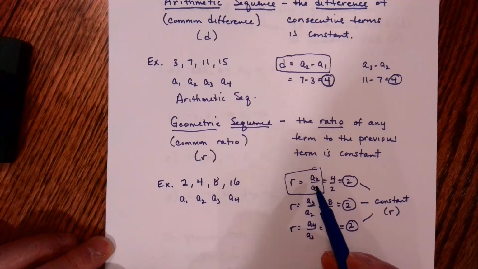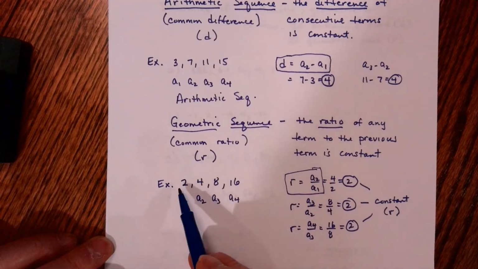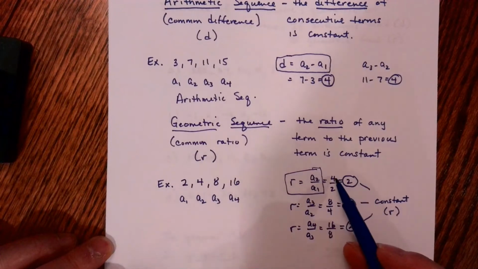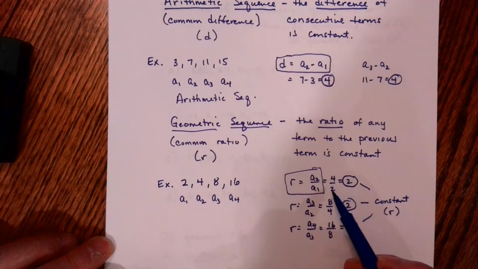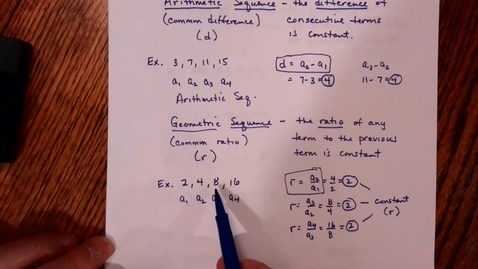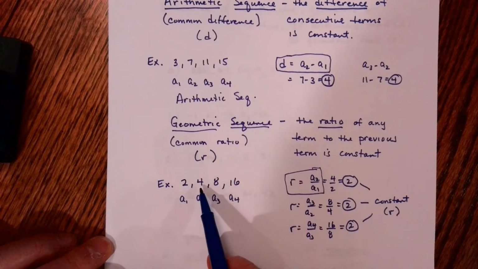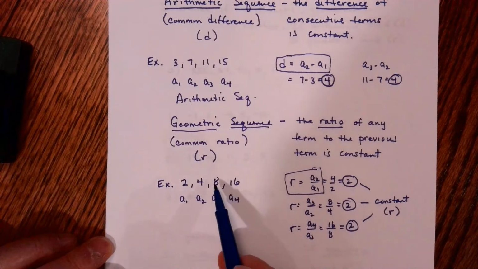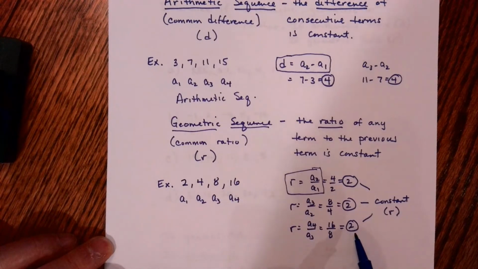You make sure that you take the second term divided by the first. Otherwise, you'll end up with values that are misleading. The value of the second term is 4 divided by 2. That gives me a constant ratio of 2. If I come over here and take 8 and divide it by 4, I also get 2, as you can see. And 16 divided by 8, I also get 2.